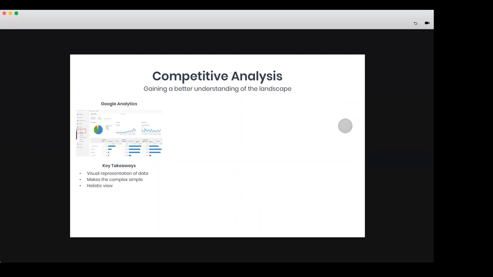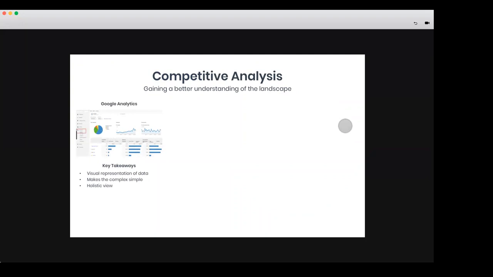So our first key takeaway on what makes Google Analytics so successful is how they visually represent their data. Looking at just numbers or tables is definitely necessary for a more detailed view, but if your goal is to provide an easy-to-read snapshot, then using visuals is key.